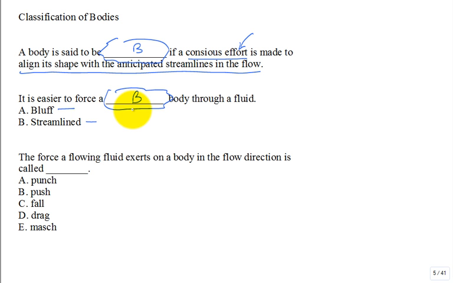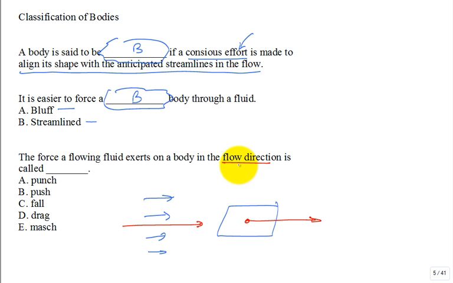Okay. The force a flowing fluid exerts on a body in the flow direction is called, so here's my body. Looks like a bluff body, doesn't it? Not very streamlined at all. And then here's the flow field. And there's a force that the fluid exerts in the flow direction. And that's called the push force, the fall, the drag, or the mosh.